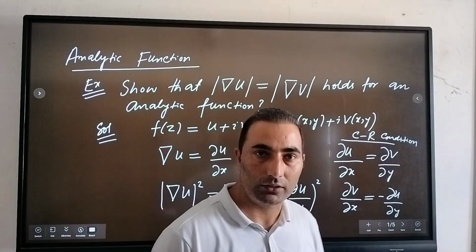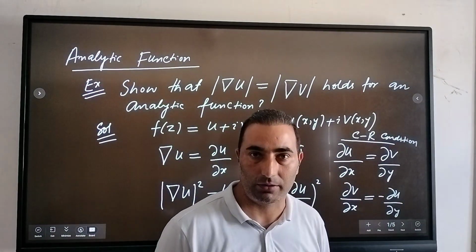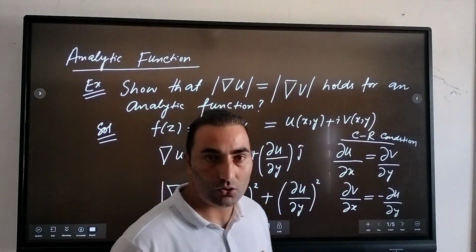Similarly, if you take the variation of the complex part of that analytic function with respect to x, it should be with a minus sign. This is very clear. I have repeated it many times. This is all the Cauchy-Riemann condition.